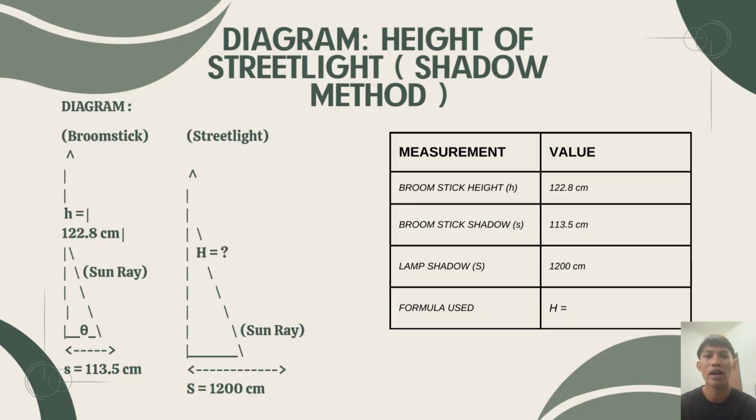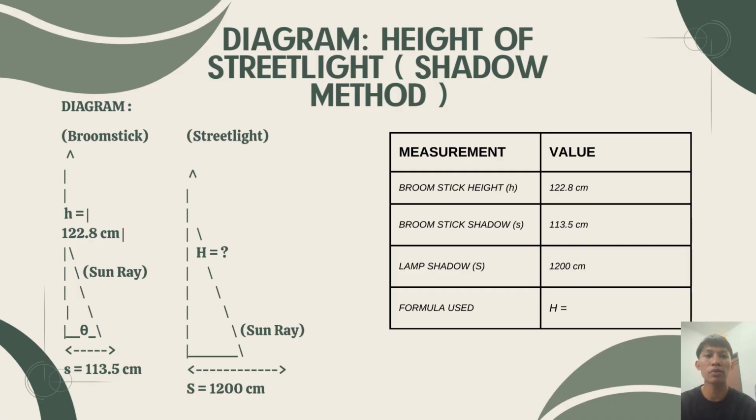This slide shows how we calculate the height of a street light using the shadow method. The shadow method is based on the concept of similar triangles, where the ratio of height to shadow is the same for all objects under the same sunlight.